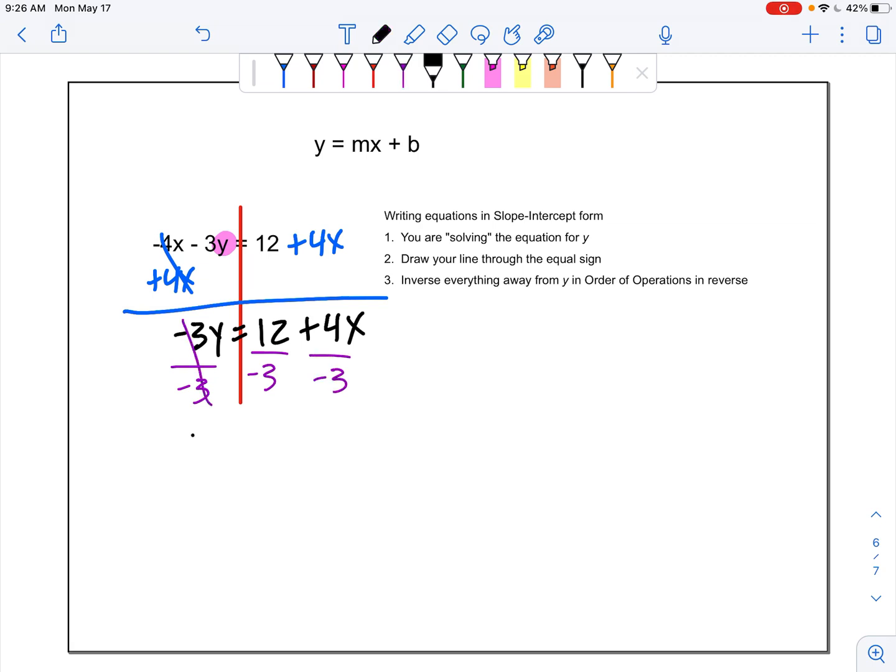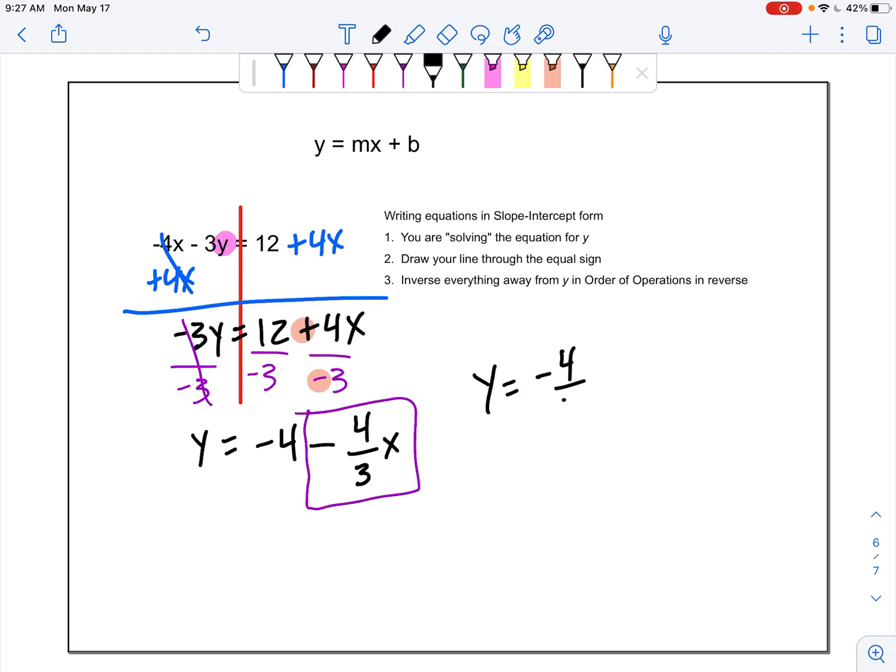Cancels out. And I have y equals, well, 12 divided by negative 3 is negative 4. And then you'll notice I've got these two signs. I have a positive and a negative. So which one's more powerful? It is the negative 4/3 x. And now again, I'm going to rewrite it and make sure that everything comes to the front. So y equals negative 4/3 x minus 4.